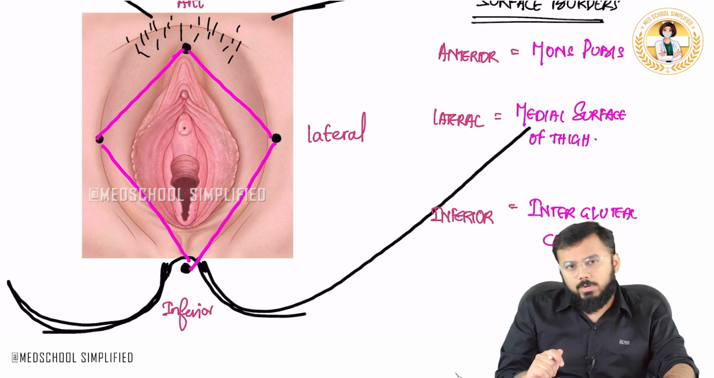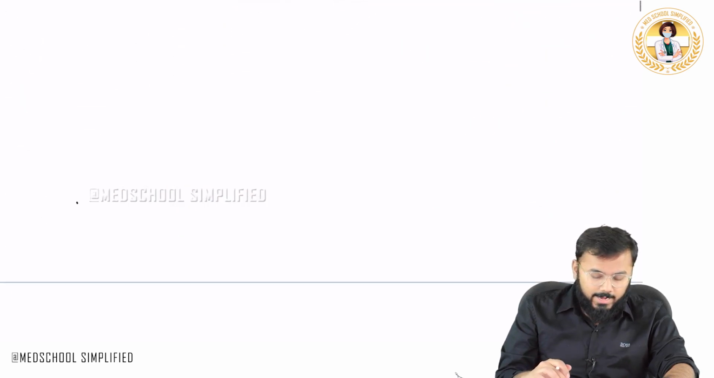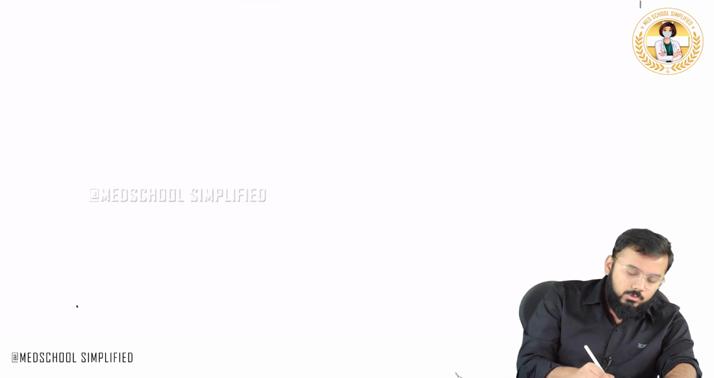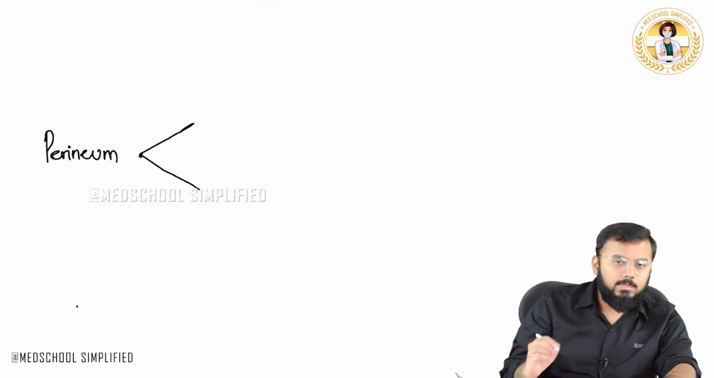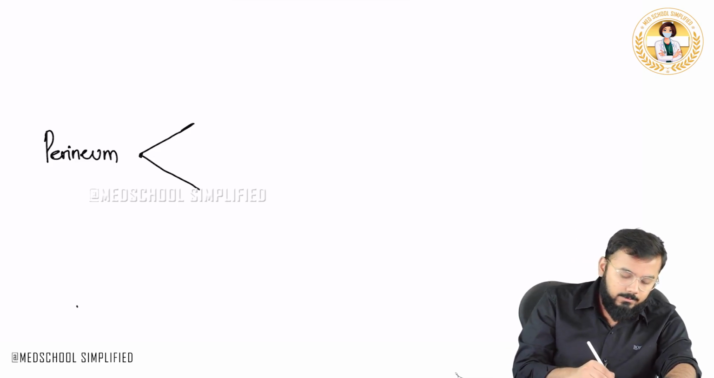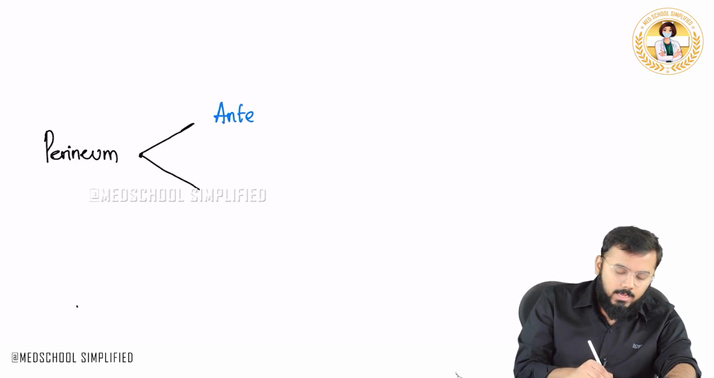Now, the next important thing: what did I tell you? I told you that we have two important triangles in the perineum. So what are the two important triangles in the perineum? The perineum comprises two important triangles. What are those two triangles? One is called the anterior urogenital triangle.